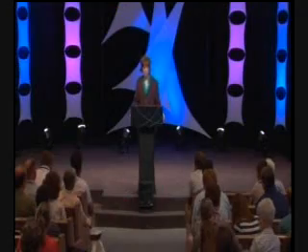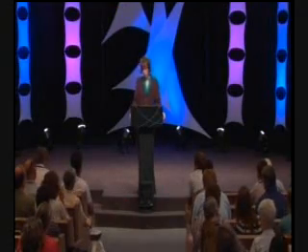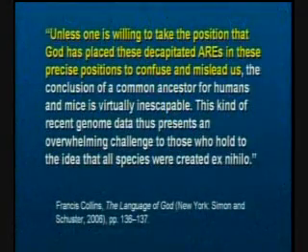Now, he goes on to say, after quite a little bit about talking about these damaged things in our genome, unless one is willing to take the position that God has placed these decapitated AREs in these precise positions to confuse and mislead us, the conclusion of a common ancestor for humans and mice is virtually inescapable. This kind of recent genome data thus presents an overwhelming challenge to those who hold to the idea that all species were created ex nihilo. Wow, okay, that's a power-packed paragraph, and we're going to take it apart piece by piece here.